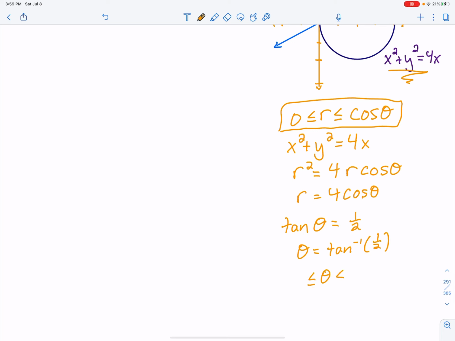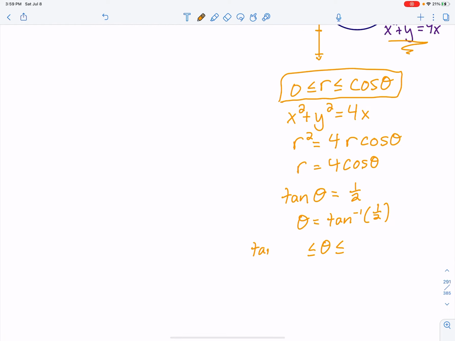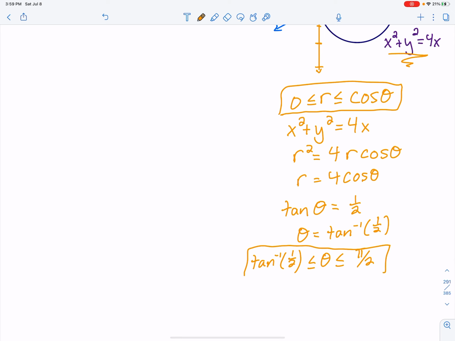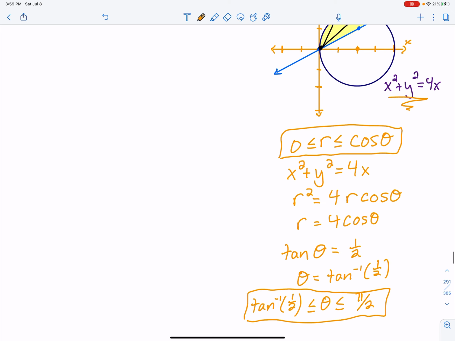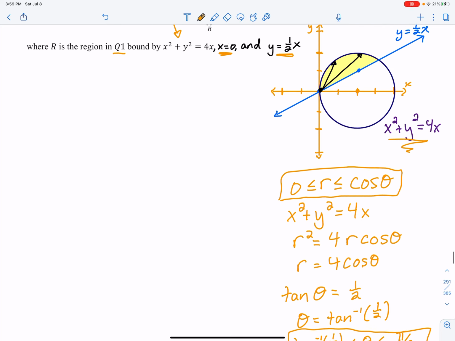So that tells me that theta is between 0, or actually, be very careful here. It starts on that blue line, so it's going to be the arctan of 1/2, sorry, forgive me, of 1/2. And that is in between that and pi over 2. All right, so we have now that is bounded. So now we've done the setup part. All we have to do is the integration. I'm going to move this over because I know I'm going to use the room. All right, so let's start this process.